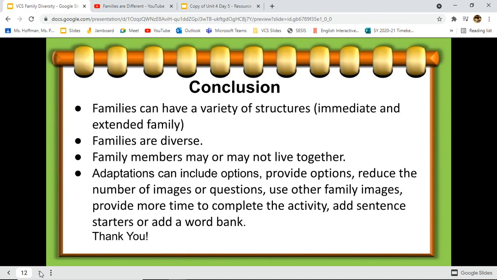In conclusion, families have a variety of structures, immediate and extended family. Families are diverse. Family members may or may not live together. Adaptations can include providing options, reduce the number of images or questions, use other family images, provide more time to complete the activity, add sentence starters, or a word bank.